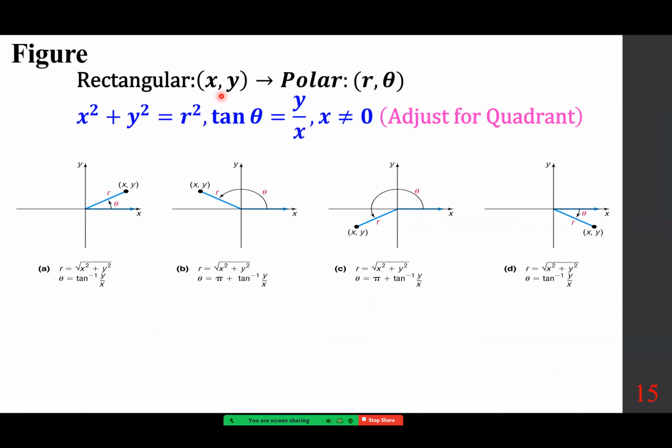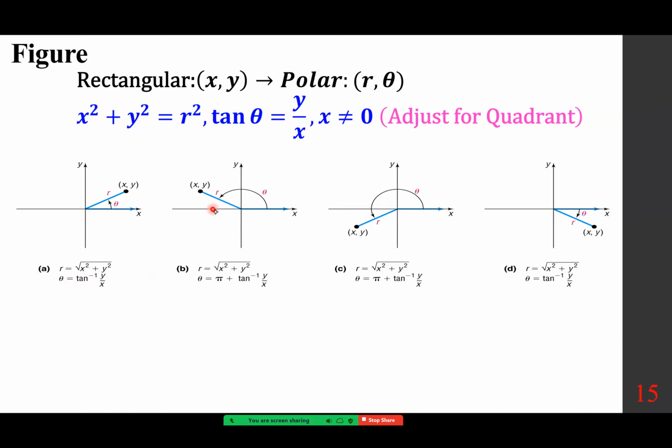So rectangular has coordinates x comma y, polar has coordinates r comma theta, x squared plus y squared is r squared, tan theta is y over x, where x can't be zero. It's just for the quadrant. This has been explained already. So if it's the first quadrant, tan inverse of y over x is the answer. It just worked out. If it's in the fourth quadrant, the same thing. The r is the same for all of it. Just understand the first, and we just did the fourth one.